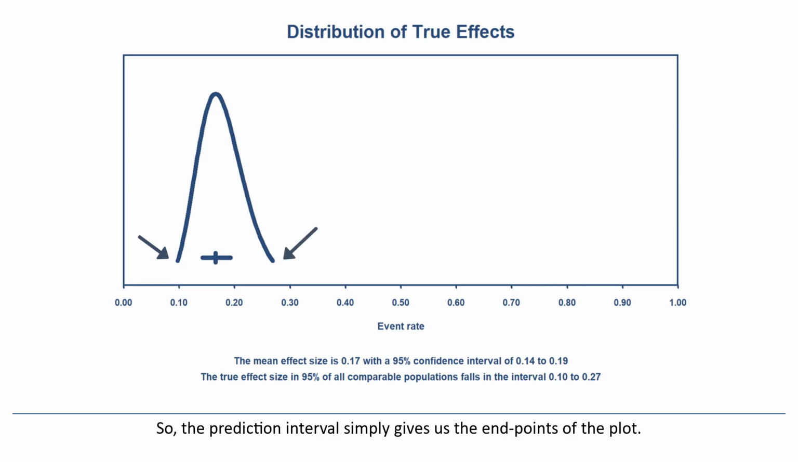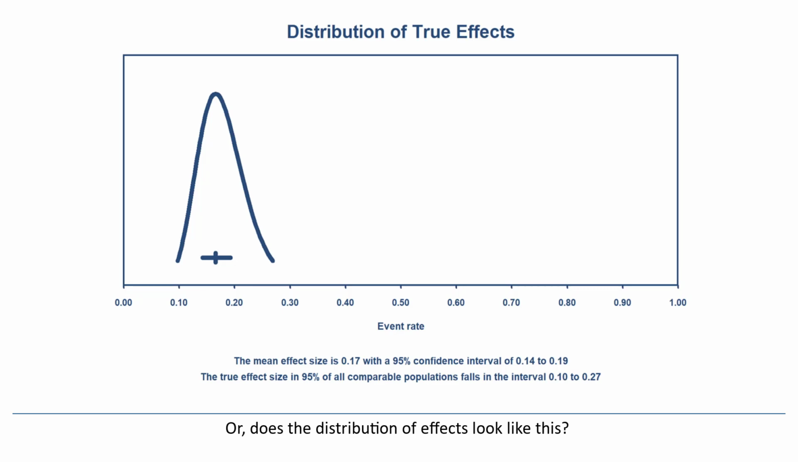So the prediction interval simply gives us the endpoints of the plot. The distribution is assumed to be symmetric in logit units. It appears to be asymmetric because this plot is in risk units. So that's one possible distribution.